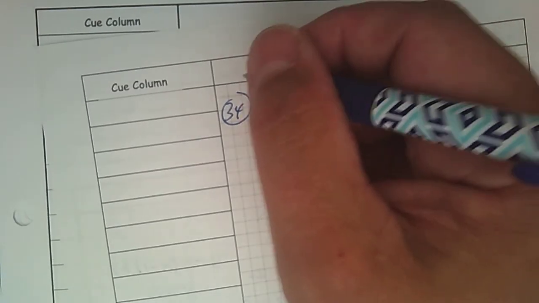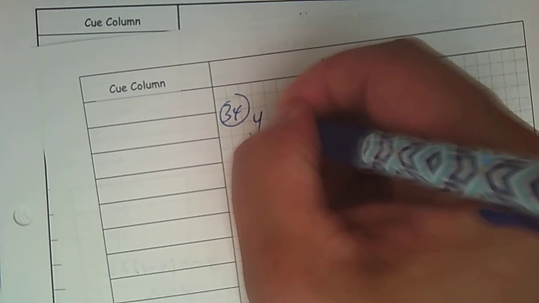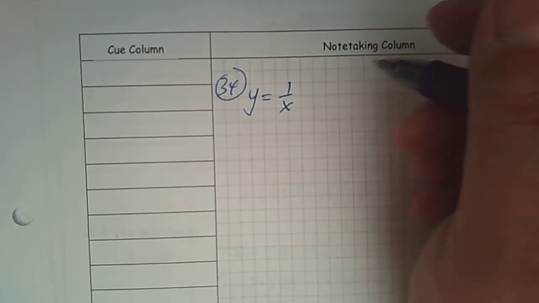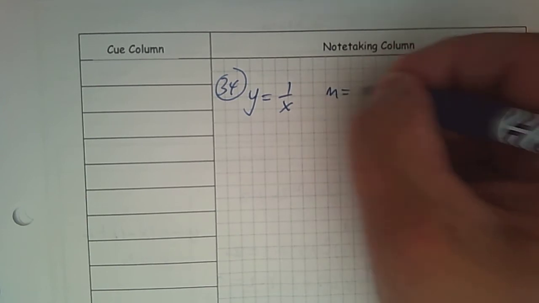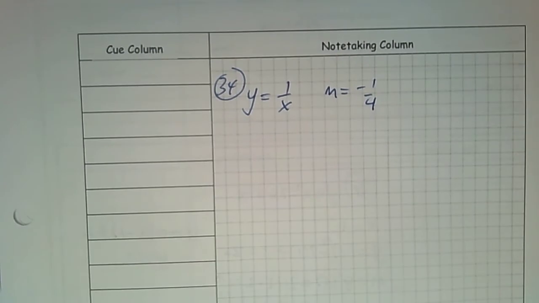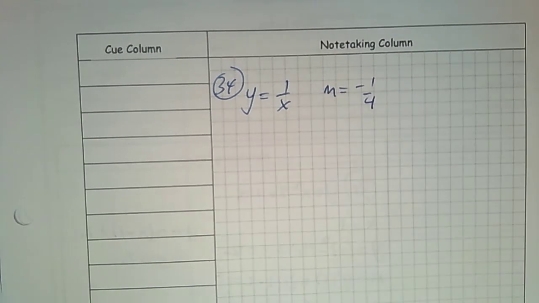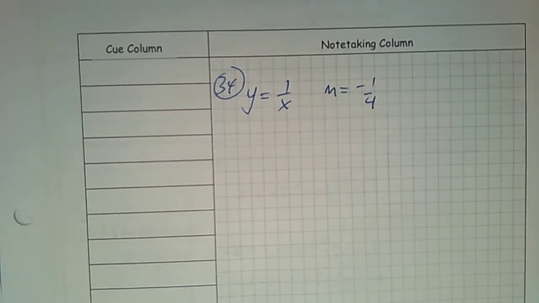34. y equals 1 over x and has a slope of negative a quarter. So find where that's true. So all I'm given is the slope. And notice I'm asked for the point or points where that's true.